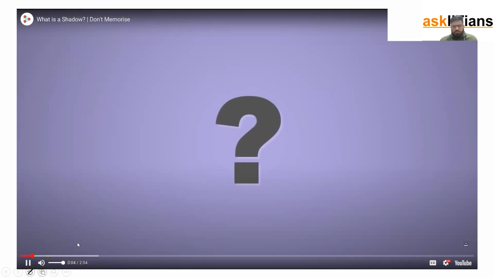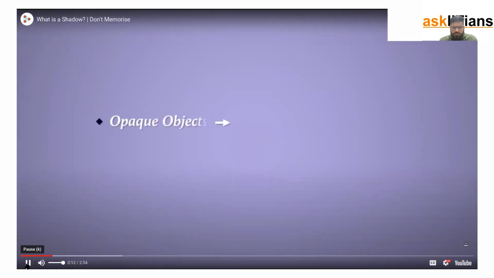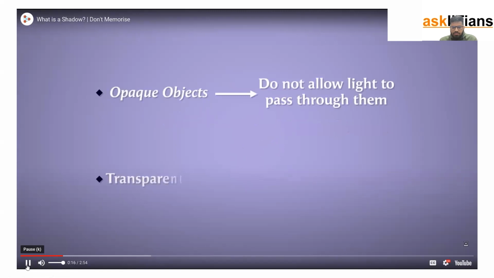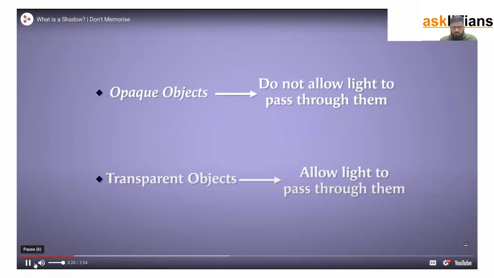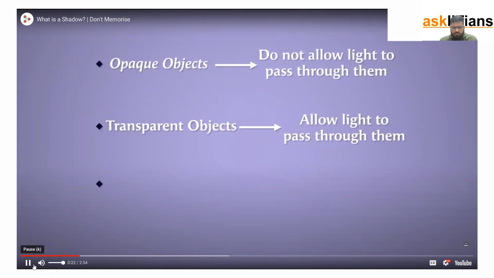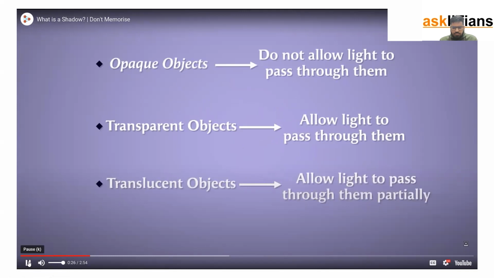Do you remember the concepts we studied in the previous lesson? First, we understood that opaque objects do not allow light to pass through them. Second, transparent objects allow light to pass through them and we can see through them clearly. And third, translucent objects allow light to pass through them partially. So this thing we have already seen.